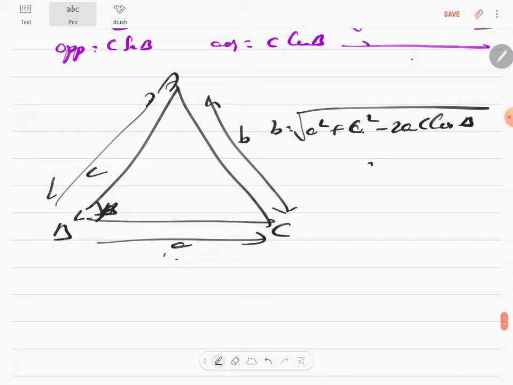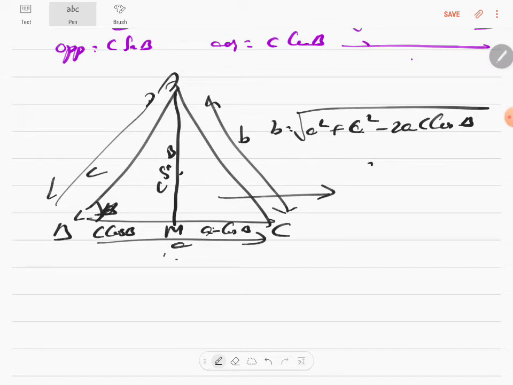You have to construct a perpendicular. You know sin B is equal to opposite by hypotenuse, therefore this is C sin B. Cos B is equal to adjacent by hypotenuse, so the adjacent is C cos B. Therefore, this gap is A minus C cos B. Now take this triangle, use Pythagoras theorem, and get the answer. Very, very simple. Are you clear?